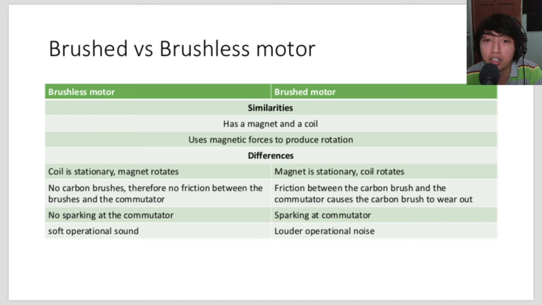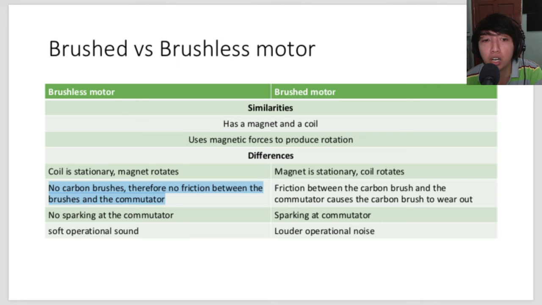Another difference is that for an electric brushed motor, there is some friction between the carbon brush and the commutator, which causes the carbon brush to wear out. So every now and then you do need to replace the carbon brush.